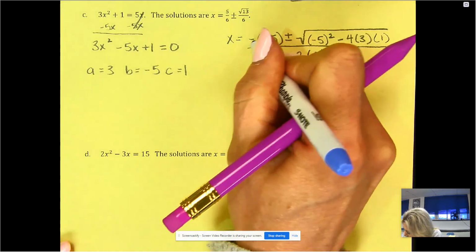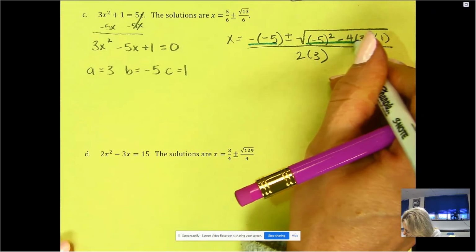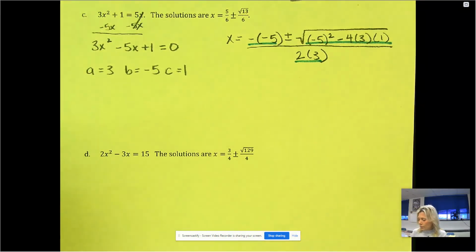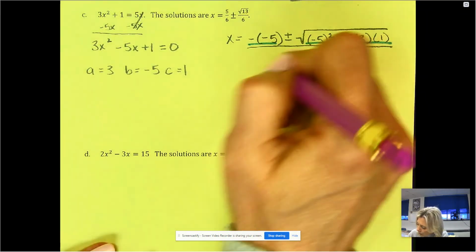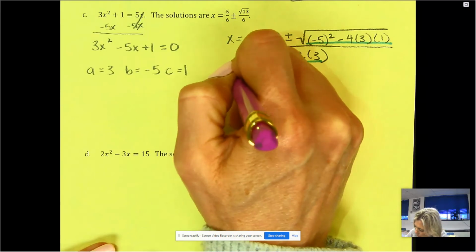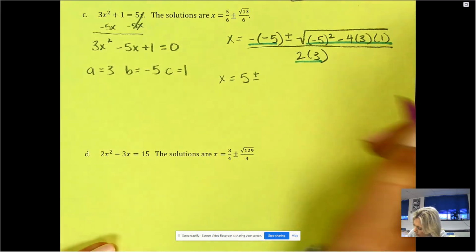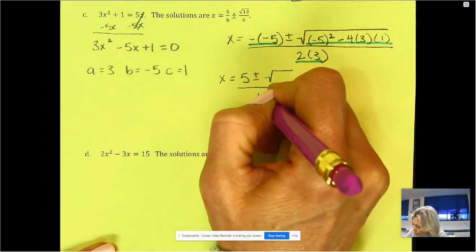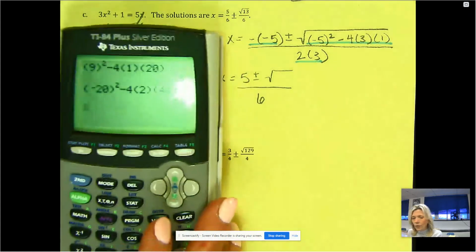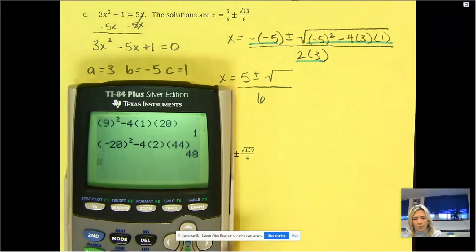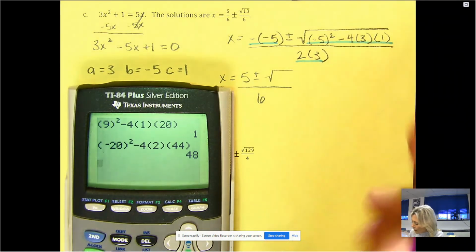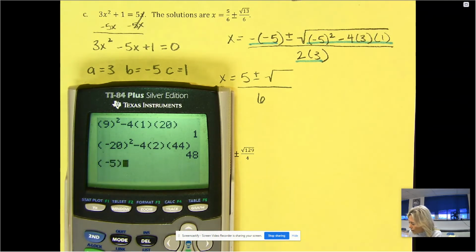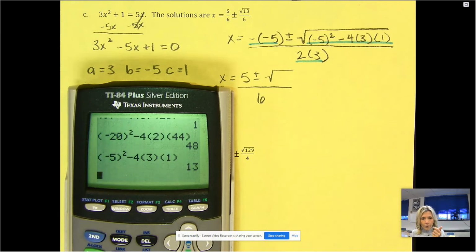Okay, again, now that I've got everything plugged into the formula, I'm going to clean up those 3 parts. Negative negative 5 is just 5. I'm going to find that square root number in a minute. 2 times 3 is 6. Now I'm ready to find the value of what's called the discriminant. The expression under the square root sign is called the discriminant. Okay, so I typed that in. I got 13.